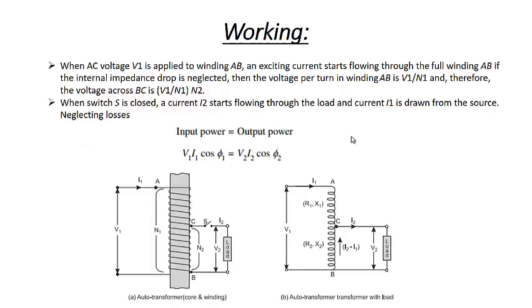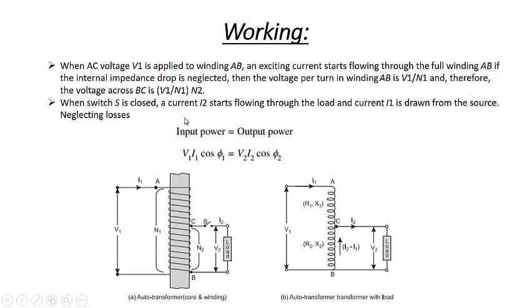Let us first discuss the working of an auto transformer. When AC voltage V1 is applied to the winding AB, an exciting current starts flowing through the full winding AB. If the internal impedance drop is neglected, then the voltage per turn in the winding AB is V1 by N1. That means the total voltage divided by total turns will be equal to V1 by N1. So voltage per turn will be given by this.